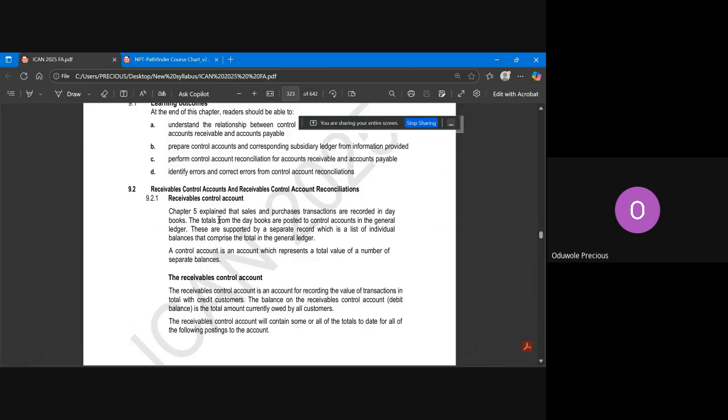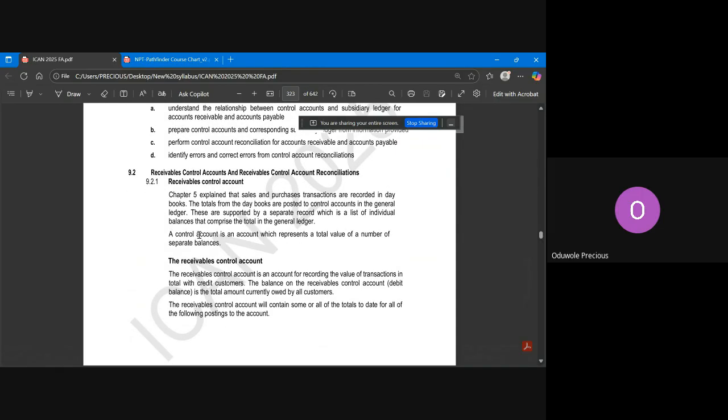So the totals from the day books are posted to the control account in the general ledger. These are supported by a separate record, which is a list of individual balances that comprise the total in the general ledger. Then lastly, control accounts are accounts which represent the total value of a number of separate balances. These are all the things I explained in the introduction.